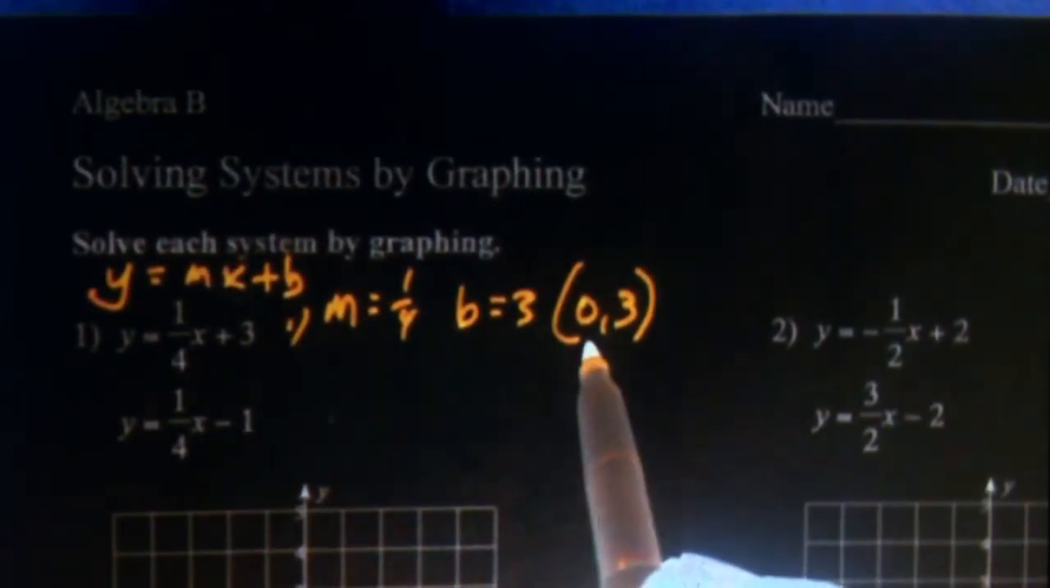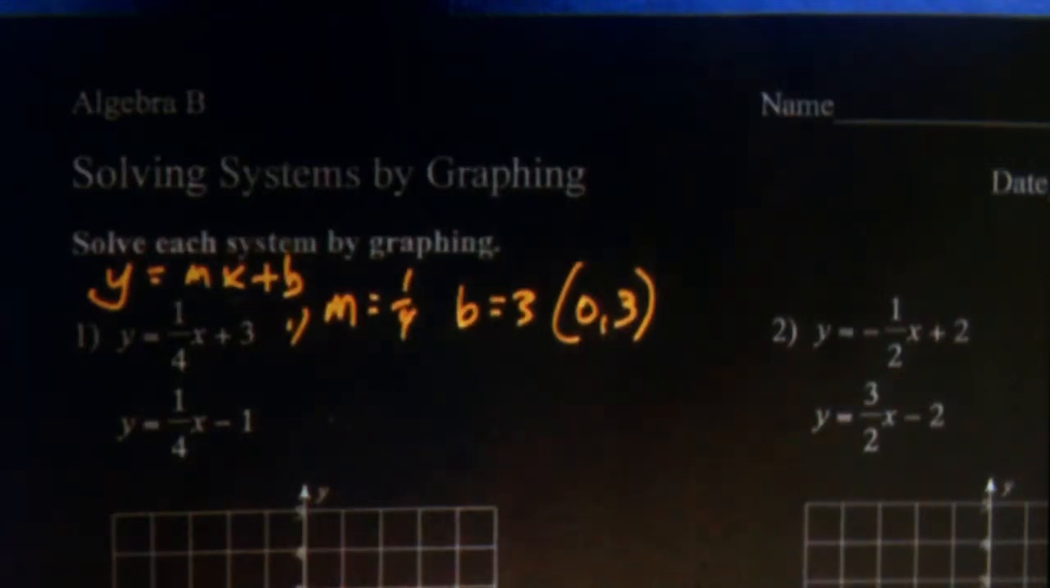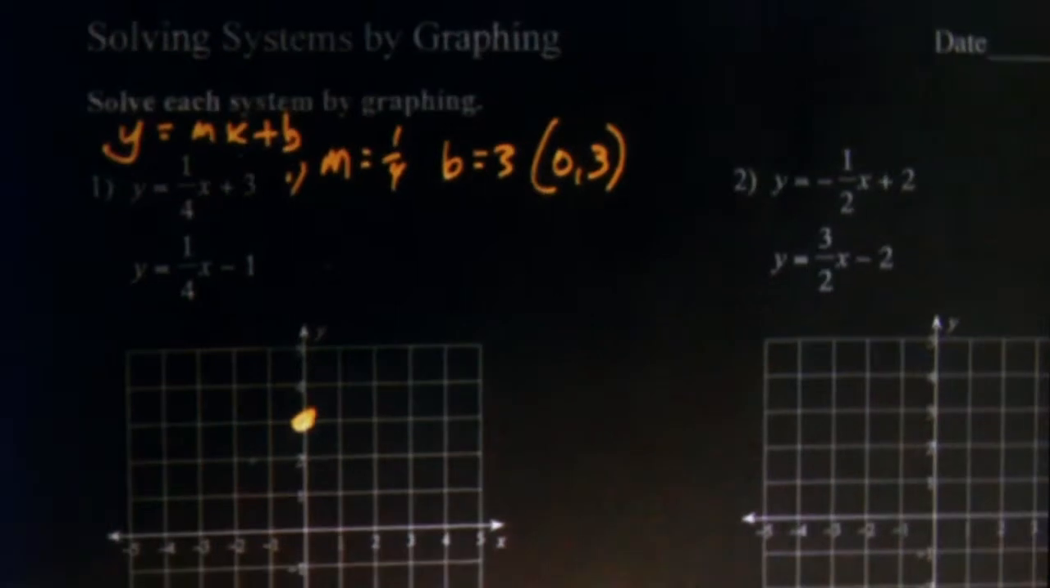Why does it always have 0? Because it's a y-intercept. That means the point is always going to be on the y-axis, and the x-coordinate of any point on the y-axis is equal to 0.